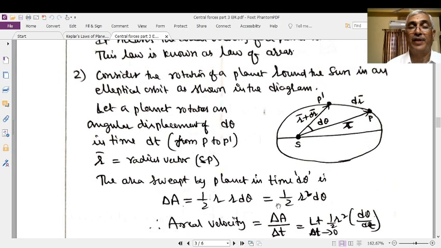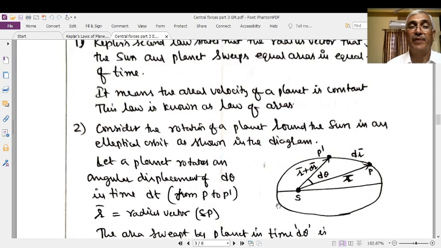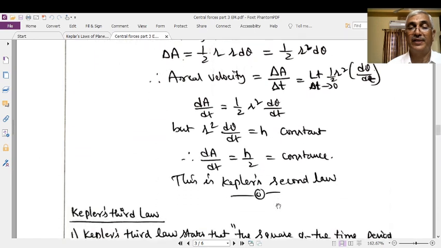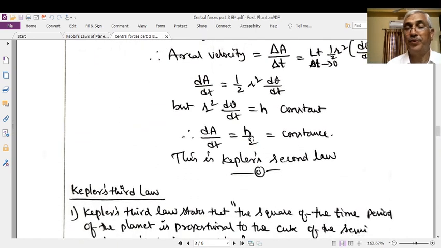Therefore, according to Kepler's second law, the areal velocity of each planet is constant, and that constant is equal to h by 2. Right? Therefore, the line joining the sun and the planet, that is the radius vector, sweeps or covers equal areas in equal intervals of time. It means that the angular momentum of the planet is constant. Therefore, areal velocity is constant.